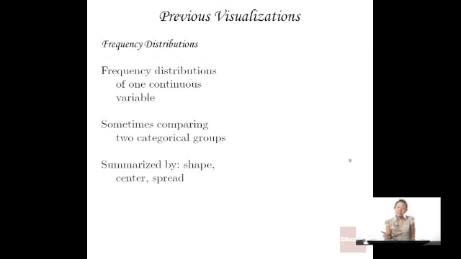All right, so the previous distributions we've really been talking about have largely been about frequency distributions. And here we're really talking about just one continuous variable, like height or age or number of friends on Facebook. And then we're asking, how frequent is this value? How frequent is it to have 200 friends on Facebook? How frequent is it to be 6 feet tall?